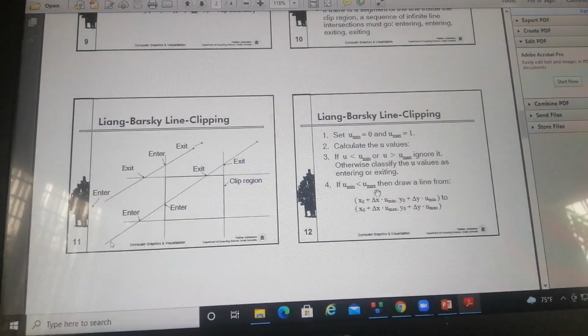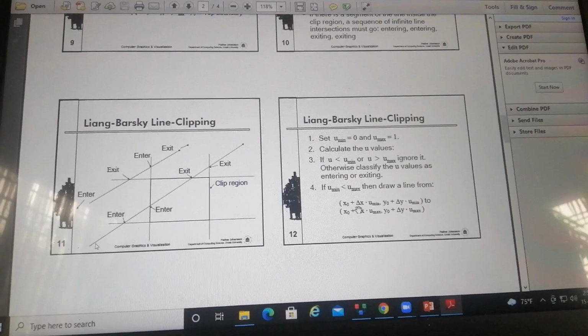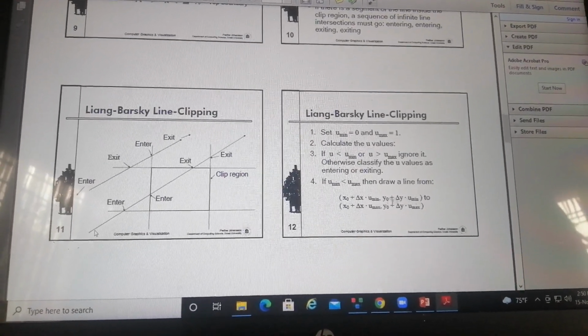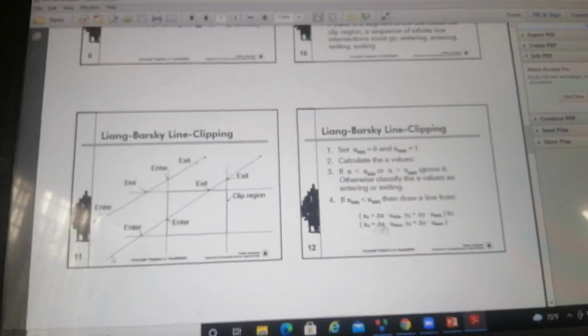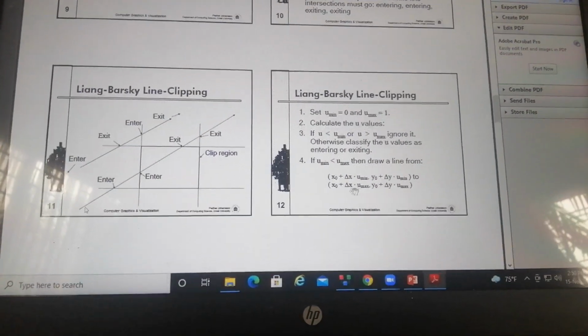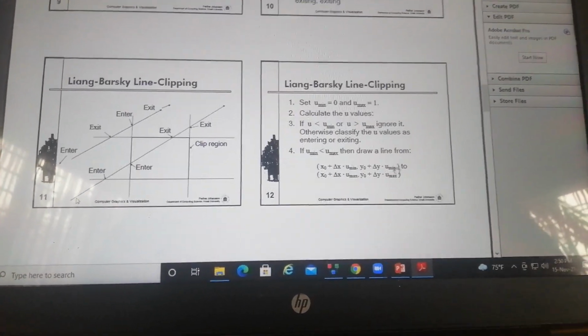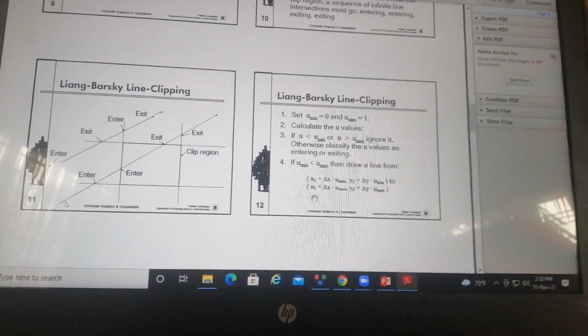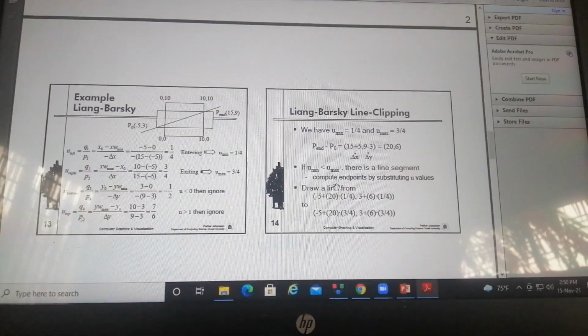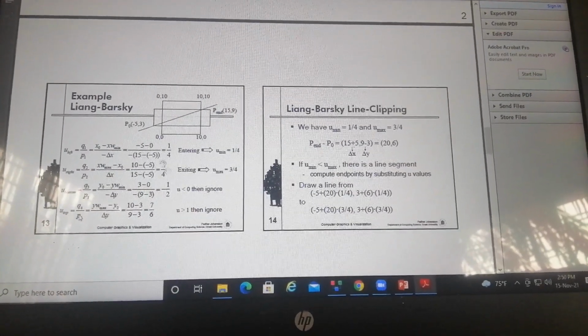If u min is less than u max, then how will we draw the line? Always through u min, that's it. This is our point, and through u max. That means the clipped line will go through these two points. We need to find this. We already know this element if you know u min. Okay, so let's do the math.